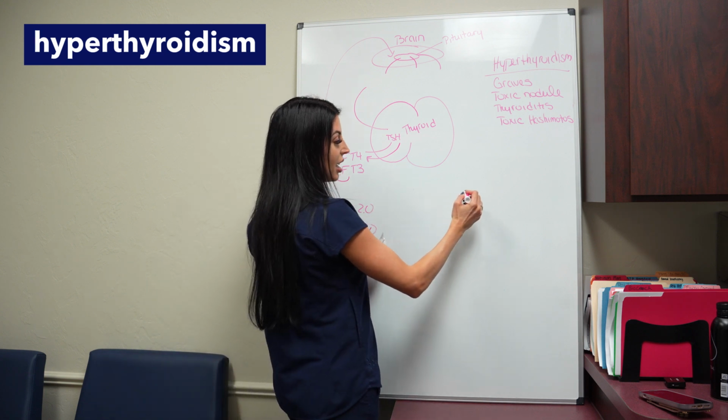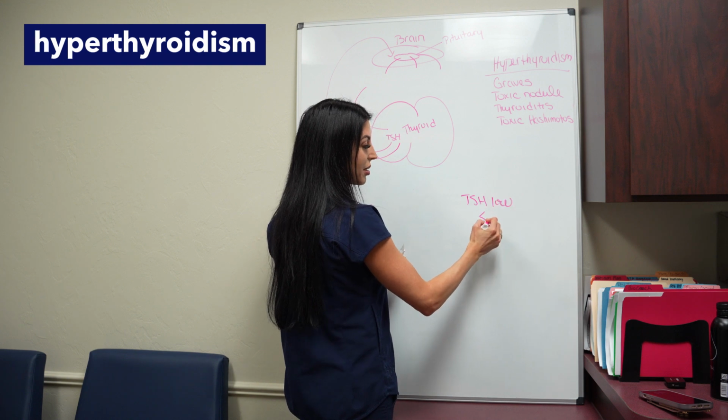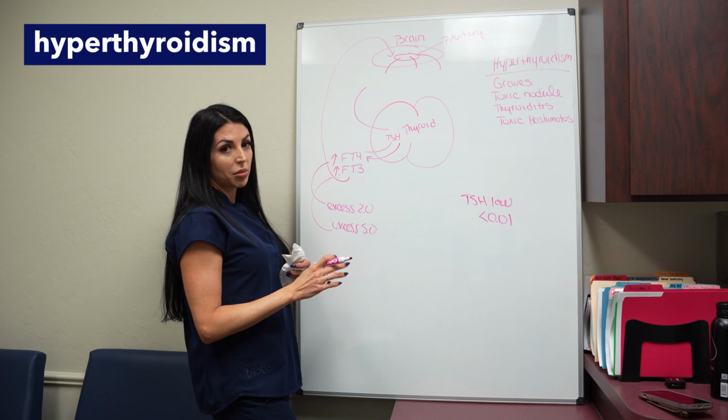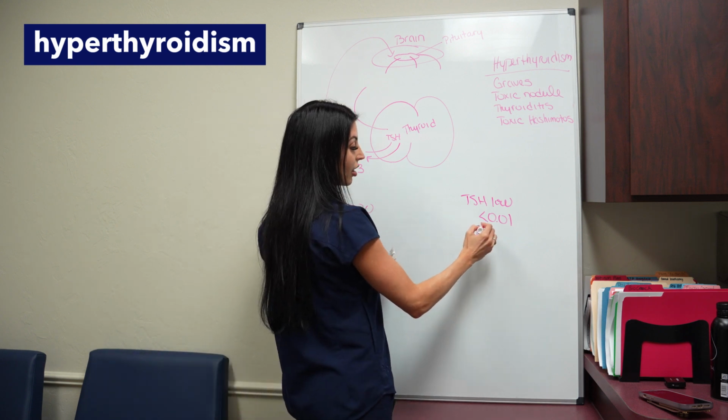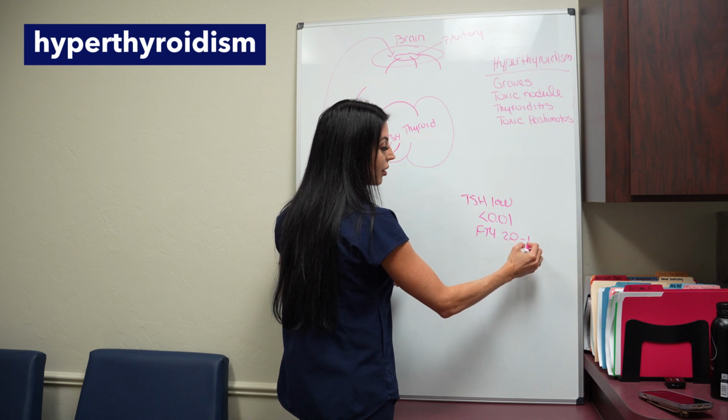So what you're gonna see is your TSH is gonna be low because your brain is not making any. Sometimes it's less than 0.01. So there's no TSH being made by your brain because your brain senses that your free T4 is high. You can have levels anywhere from 2, I've seen them all the way to 15.